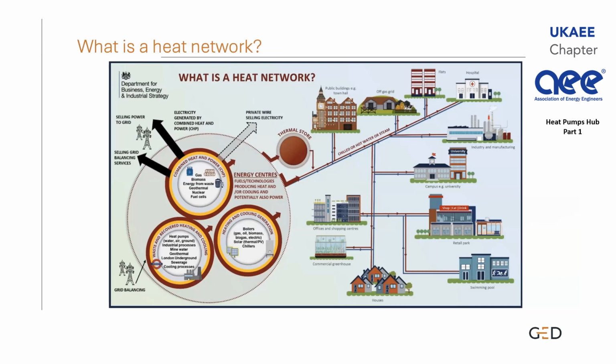So what is the heat network? Basically a centralized heat generator, distributing that high-grade heat out to a mixture of buildings and premises. And also chilled water can be sent out too for doing heating and cooling.